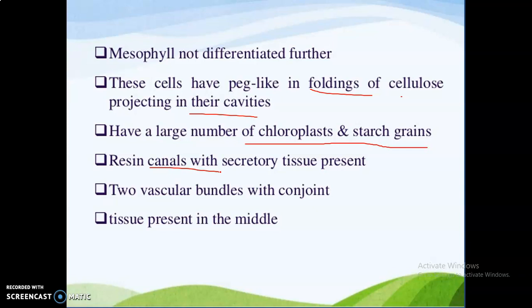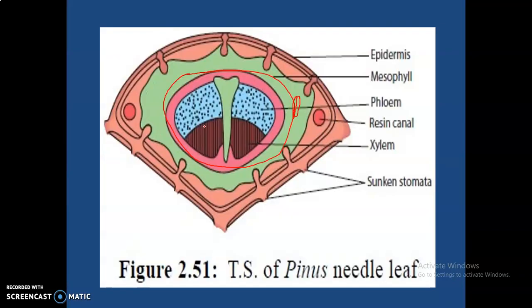There are two vascular bundles, conjoint and collateral, and cambium is present in between them, and these tissues attach the two vascular bundles with each other.